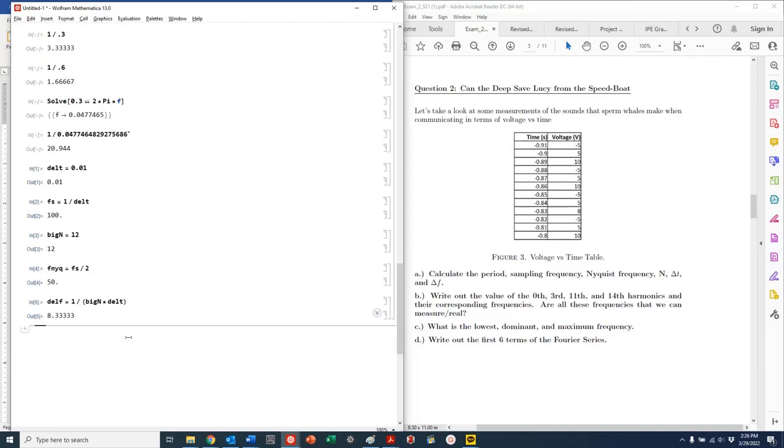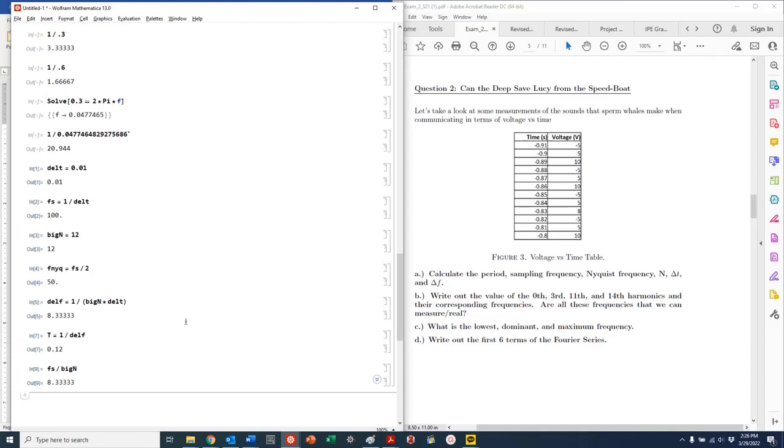Actually, my period is 1 divided by del F. So that will be my period T. So T equals this, so 1 over T will give me my del F. You could also double check that F sub S divided by big N should also equal my del F. And we got those values. So period, got it. Sampling frequency, got it. Nyquist frequency, got it. Big N, delta T, delta F, fantastic.